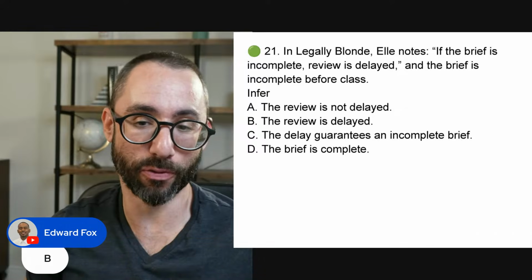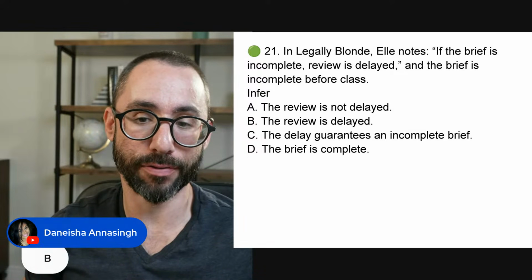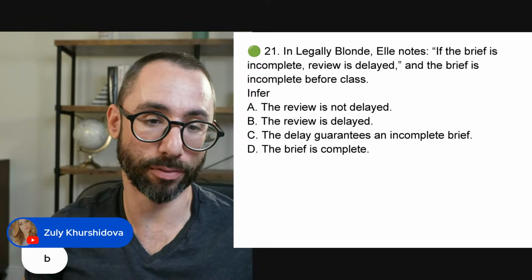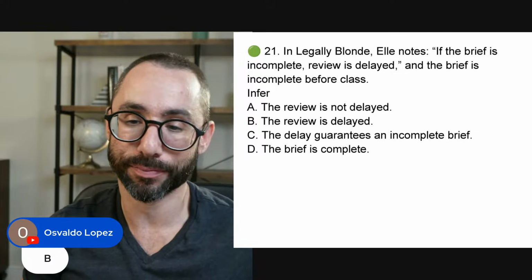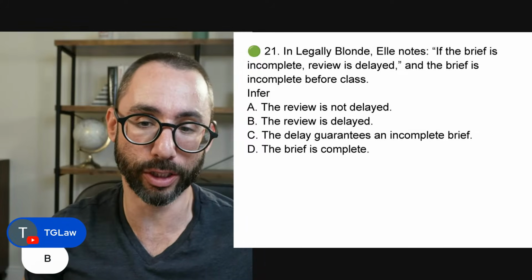Edward's got it, choice B. Zuli says B as well. Denisha says B as well. Awesome. Y'all are getting it. Osvaldo says B. Exactly right. Well done. TG Law says B.